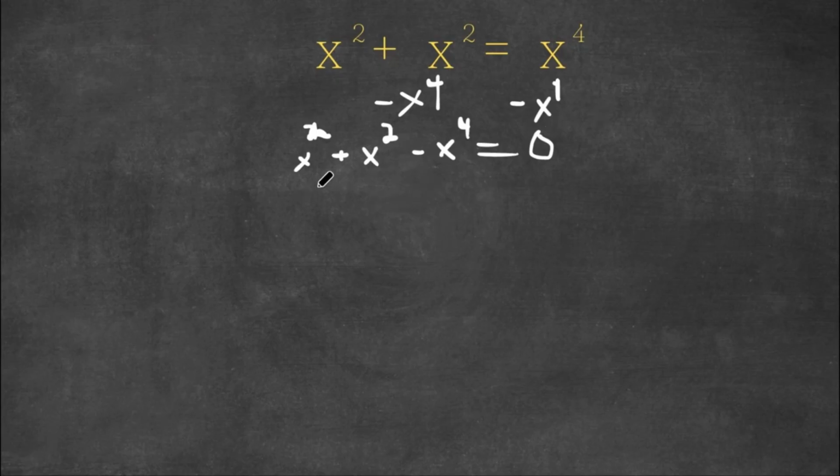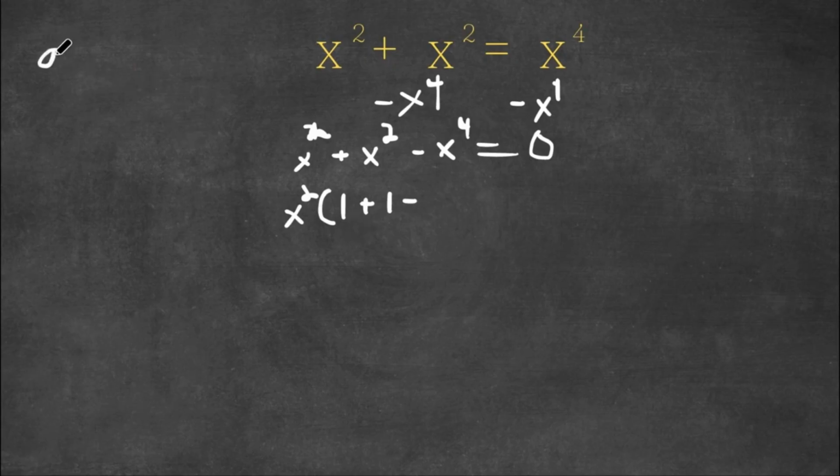Now what I'm going to do is factor out the greatest common factor of all these terms, which is actually x squared. So now we have x squared times x squared divided by x squared is 1, plus x squared divided by x squared is 1, minus x to the power of 4 divided by x squared.